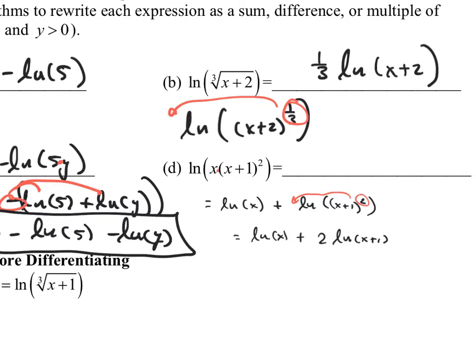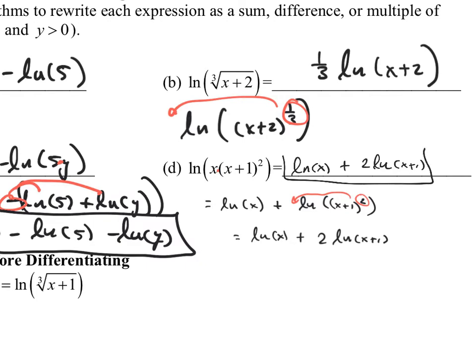A lot of people wonder, well, can we separate that one right there? Well, no. The natural log of (x + 1) you cannot separate, because it's addition on the inside. You cannot separate addition or subtraction on the inside. You can only separate multiplication and division. So that would be the simplest version of it: the natural log of x plus 2 times the natural log of (x + 1).